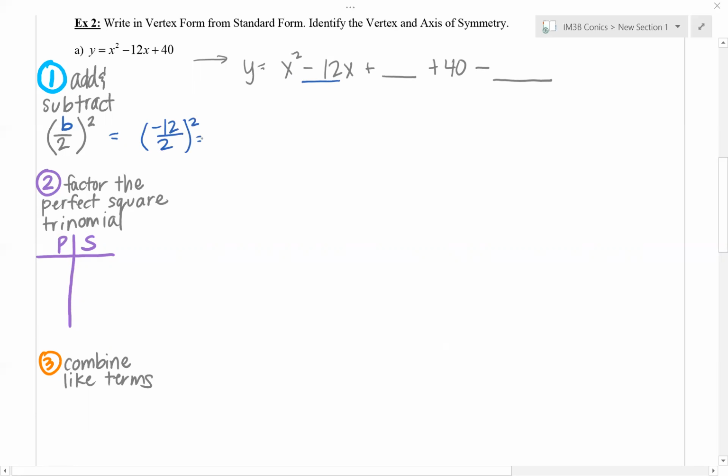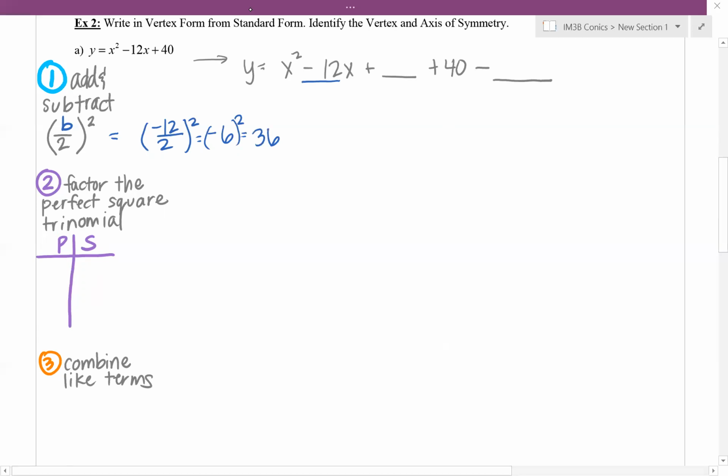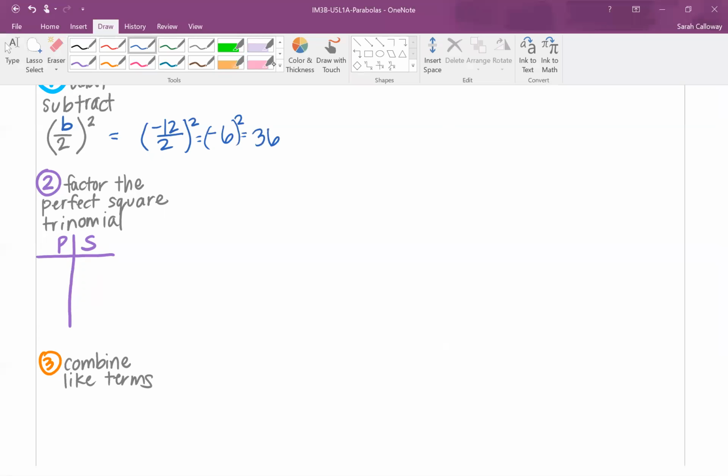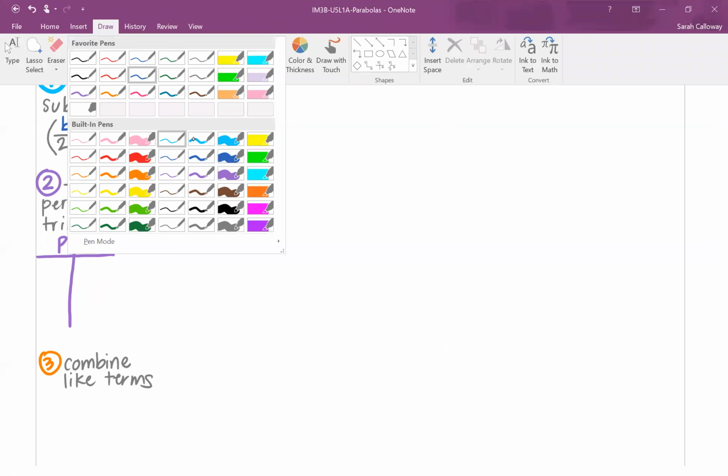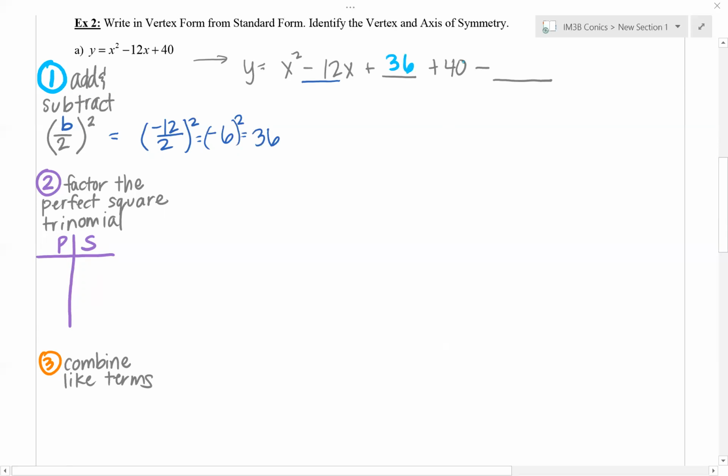So that gives us negative 6 squared. So we're going to put 36 as each of those blanks. So if I was to combine like terms, I would still have the original problem.